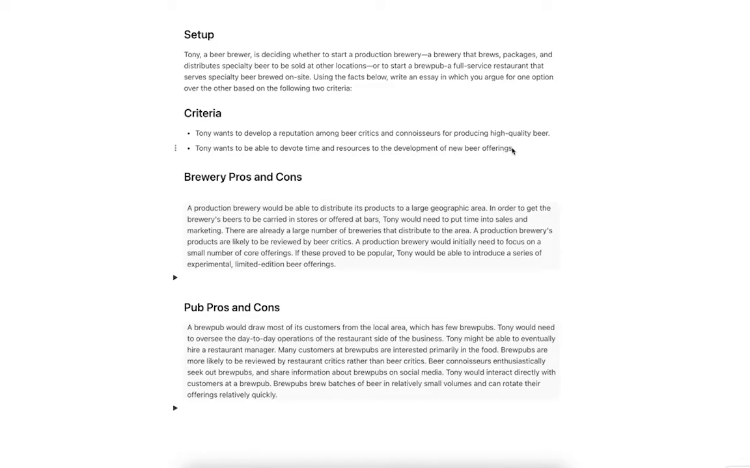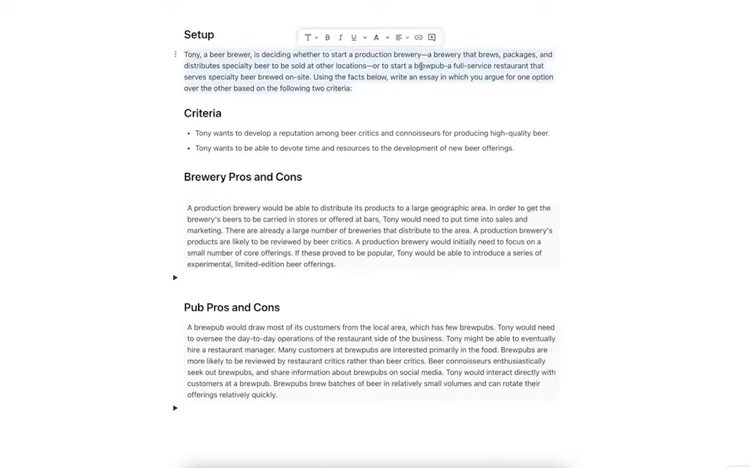Okay, let's take a look at a real LSAT writing prompt, because once you understand the structure of these prompts, you'll be able to pull out the information that you need much more quickly. So this is from PT80. Tony, a beer brewer, is deciding whether to start a production brewery or, on the other hand, a brew pub.